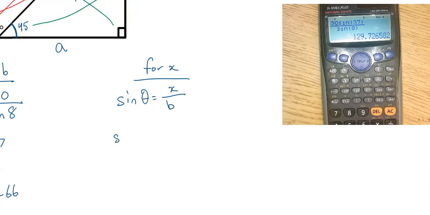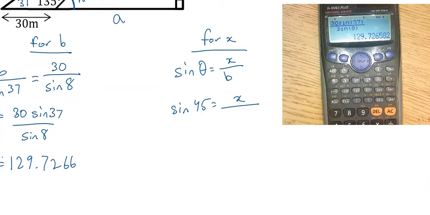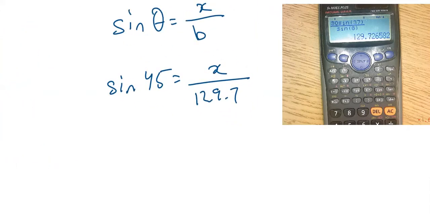And so sine 45 equals x over B, and every time I sub this in, I don't need to write down 4 decimals like I did here, okay? I'm fine if then you go 129.7. I'm going to write that there, okay? I move that over, rearrange, whoops, 129.7 sine 45 equals x, and x equals, and here's what I'm going to do.